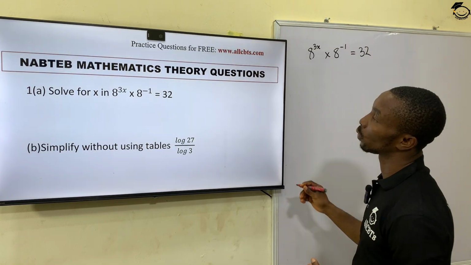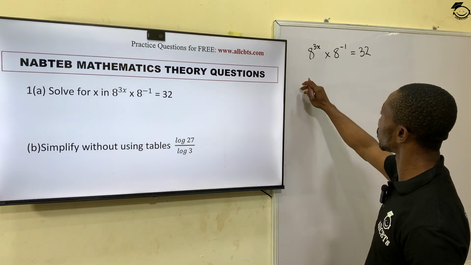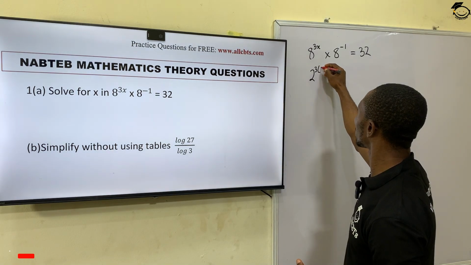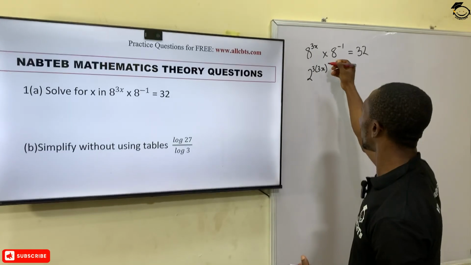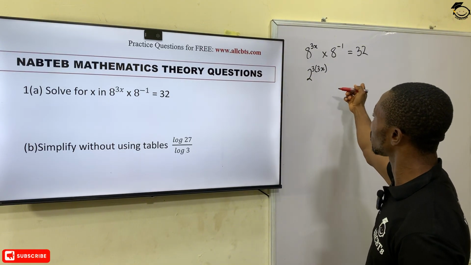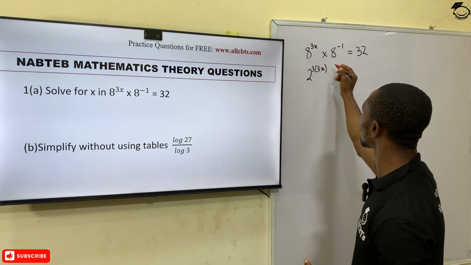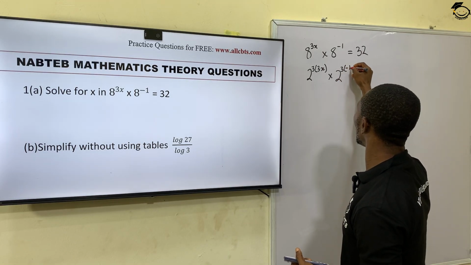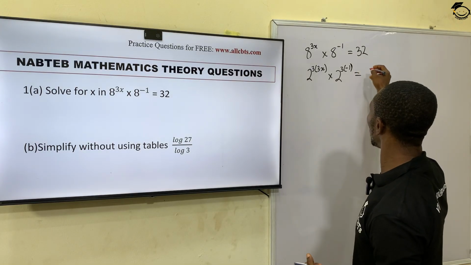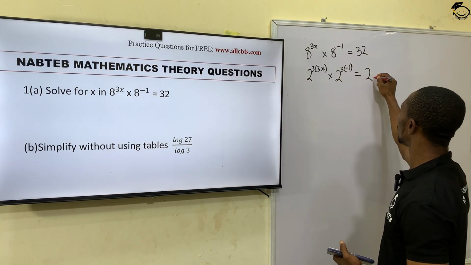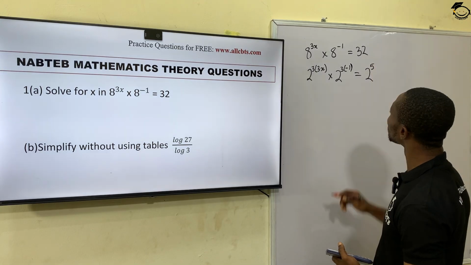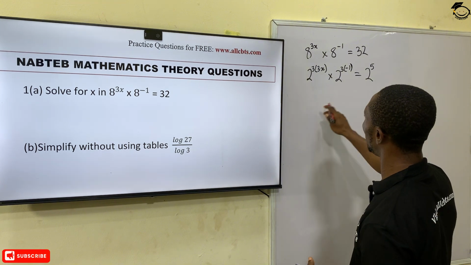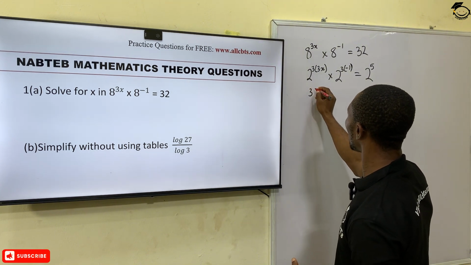Alright. First off, we can break all this down to the powers of 2. So this will give us 2 raised to power 3 brackets 3x. Why? Because 2 times 2 times 2, 2 times 3 places will give us 8, times 2 raised to power 3 minus 1 equals, now 32 will give us 2 raised to power 5. Alright, now since we have same bases, we will now equate our bases, okay?